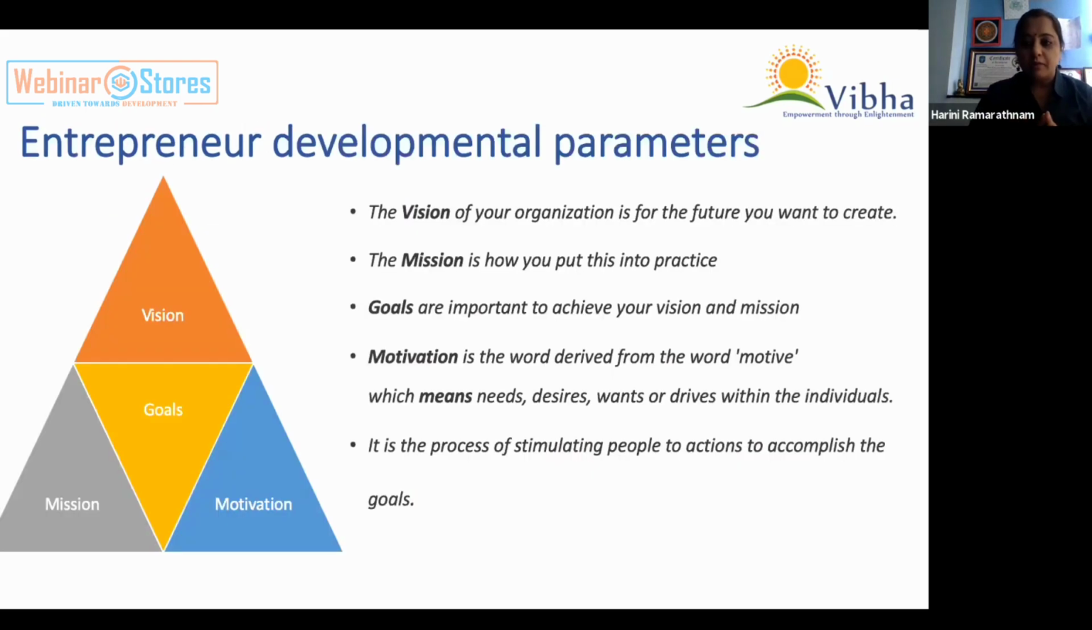And when we talk about entrepreneurial developmental parameters, the entrepreneur has to be very clear about his vision. Why is he making the journey? What is he going to attain through his journey? What is the purpose that he's doing this journey? So these are the things the entrepreneur has to be very much clear about, and the motivation and the mission behind it. When you talk about the vision, an entrepreneur needs to have a very crystal clear vision.